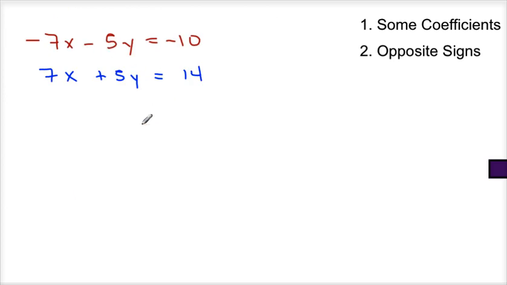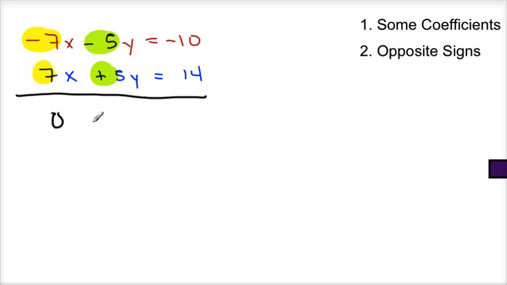-7x minus 5y equals -10. 7x plus 5y equals 14. Now be careful on this one, okay? We have two special cases. Again, I'm going to look at both values. Do I have the same coefficient with opposite signs? Yes. Do I have the same coefficient with opposite signs? Yes. Okay, let's see what happens. -7x plus 7x, 0. -5y plus 5y, 0. So 0 equals -10 plus 14, which is 4. Does 0 equal 4? No. So this has no solution.